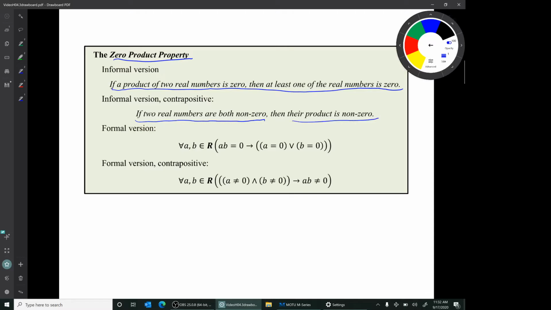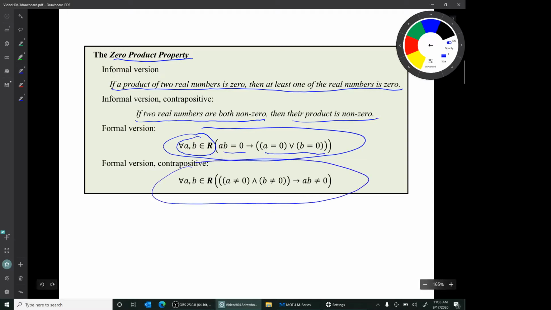Both of those sentences are stated informally. If we state them formally, they look like this: for all real numbers A and B, if A times B equals 0, then A equals 0 or B equals 0. That's the formal version of the zero product property. The formal version of the contrapositive is this: for all real numbers A and B, if A is not 0 and B is not 0, then A times B is not 0.